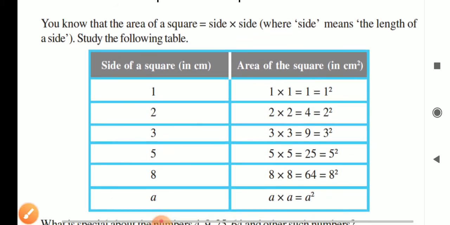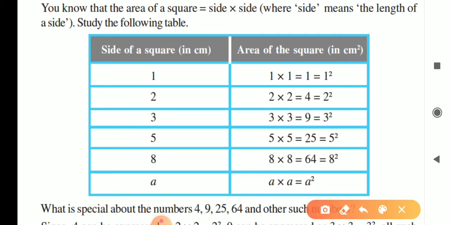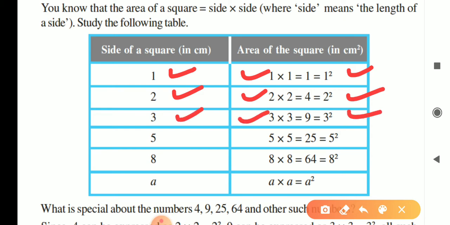Here is a table in which you can see that if the side of the square is 1 centimeter, then the area will be 1 into 1, or you can say side into side, or L into B, length into breadth, but length and breadth are always equal in the case of a square, so we can say side into side, that is 1 square. If the side of the square is 2 centimeter, then the area will be 2 into 2, that is 4. If the side of the square is 3 centimeter, then the area will be 3 into 3, that is 9.